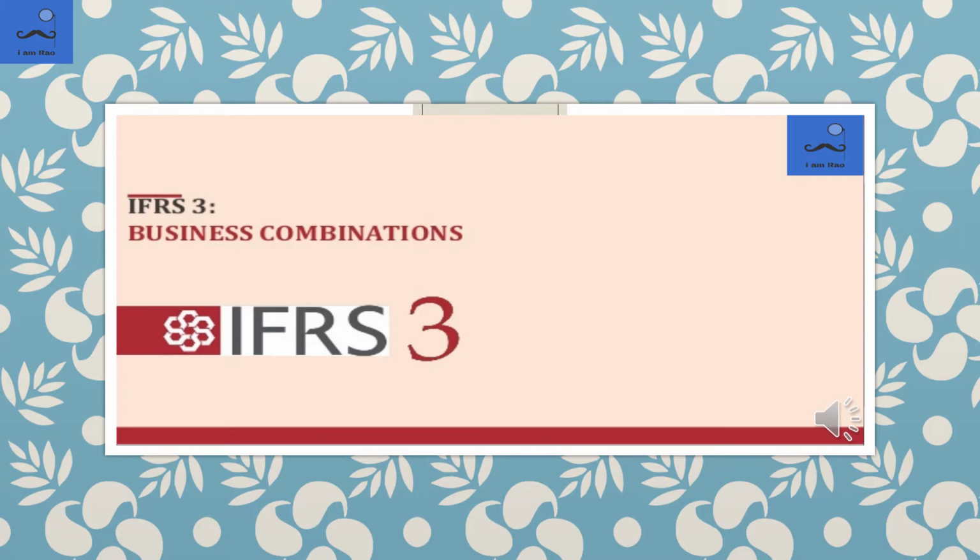IFRS 3 Business Combinations. Scope: identifying a business combination. A business combination is a transaction or event in which an acquirer obtains control over a business, for example, acquisition of shares or net assets, legal mergers, reverse acquisitions.